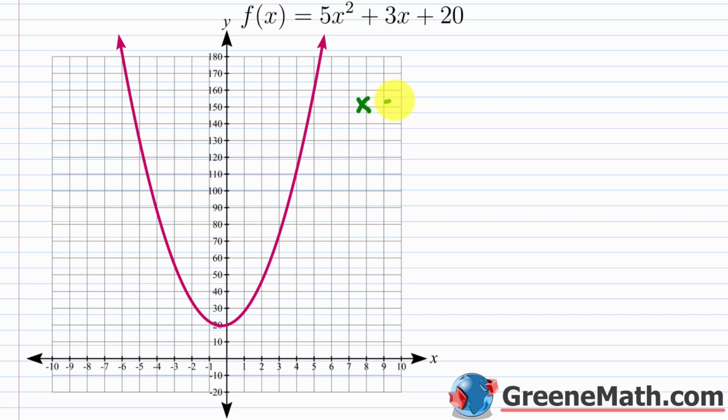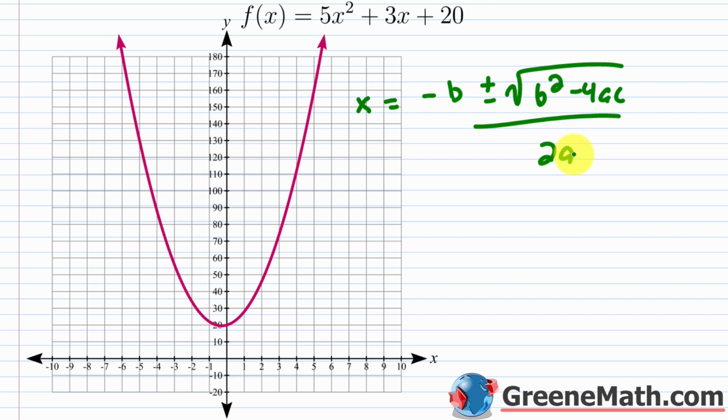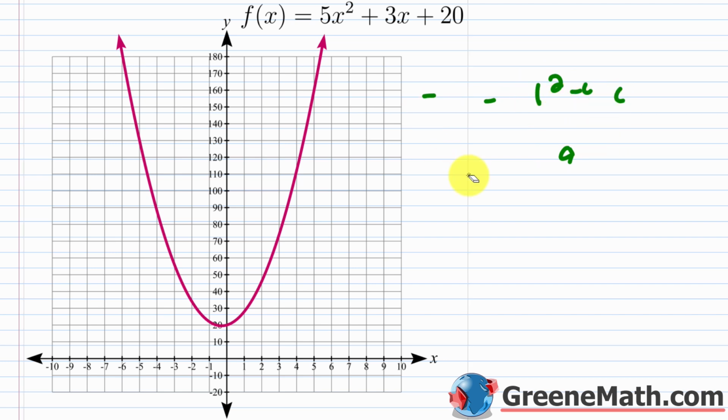Remember that if you have x is equal to -b plus or minus the square root of b squared minus 4ac all over 2a, this is the quadratic formula. So this part right here is called the discriminant. If that is negative, it tells you have 2 non-real complex solutions. So that's all you have to figure out here. You don't need to do the whole thing. You could just say, well, what is b squared minus 4ac? Well, a is 5, b is 3, and c is 20.